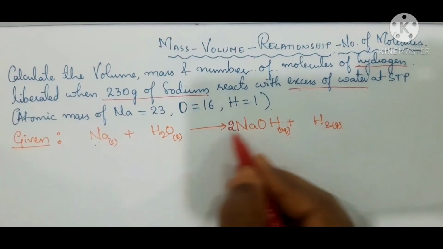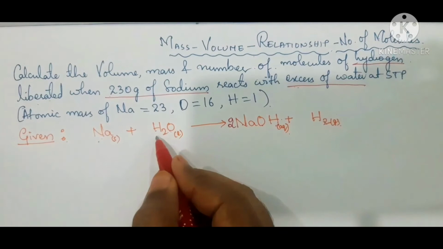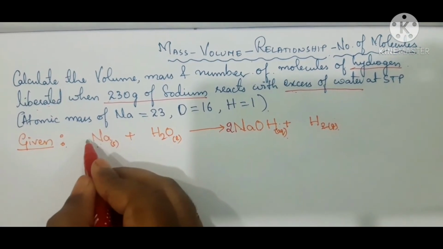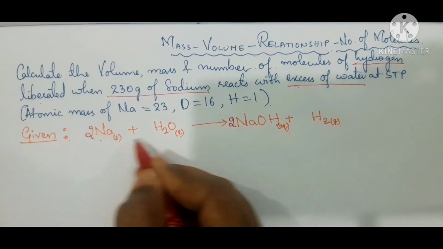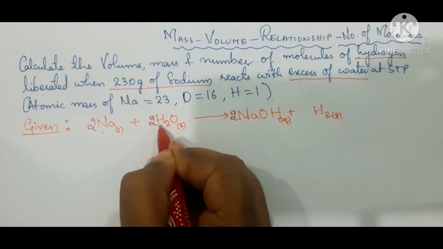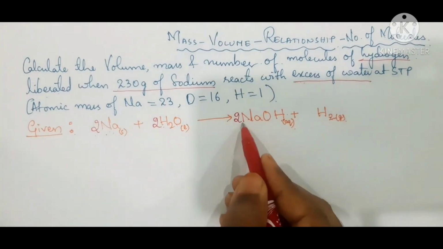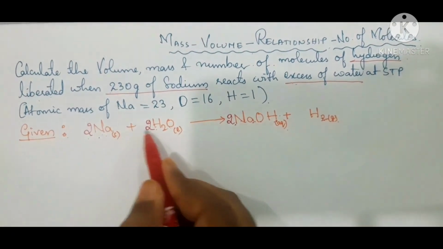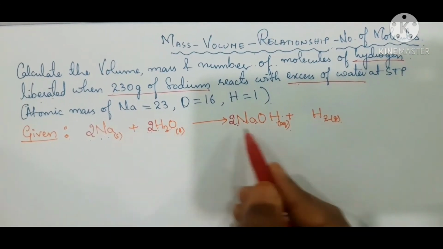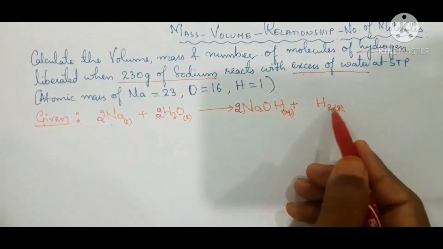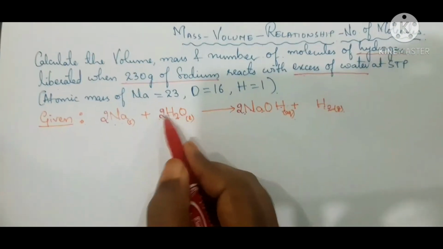But still it is not balanced. So to balance it, I have to put 2 moles of sodium, here also 2 moles. Now it is balanced: 2 moles of sodium on both sides. Coming to hydrogen, 2 twos are 4, so here 2 hydrogen atoms, here 2, and 2 oxygen atoms. This is how the balanced equation looks.